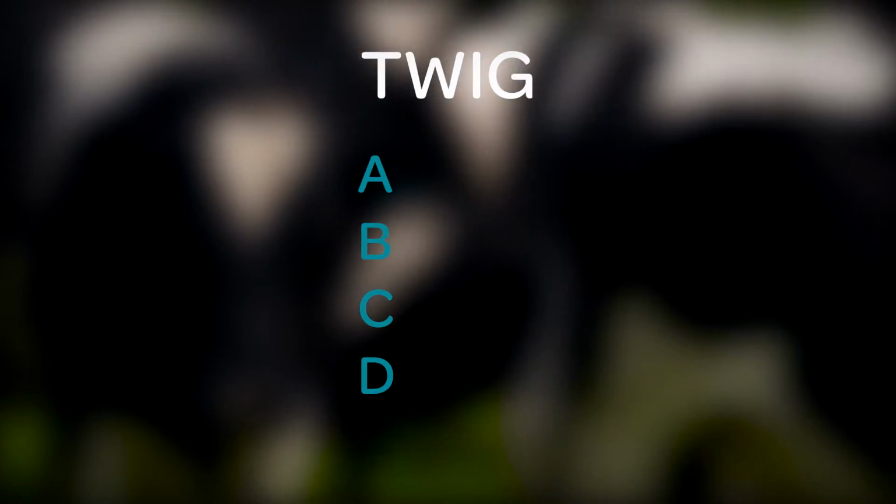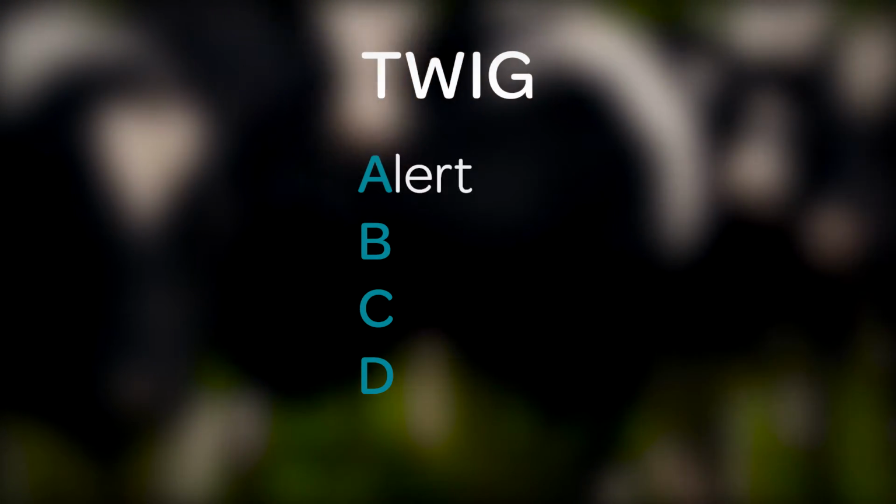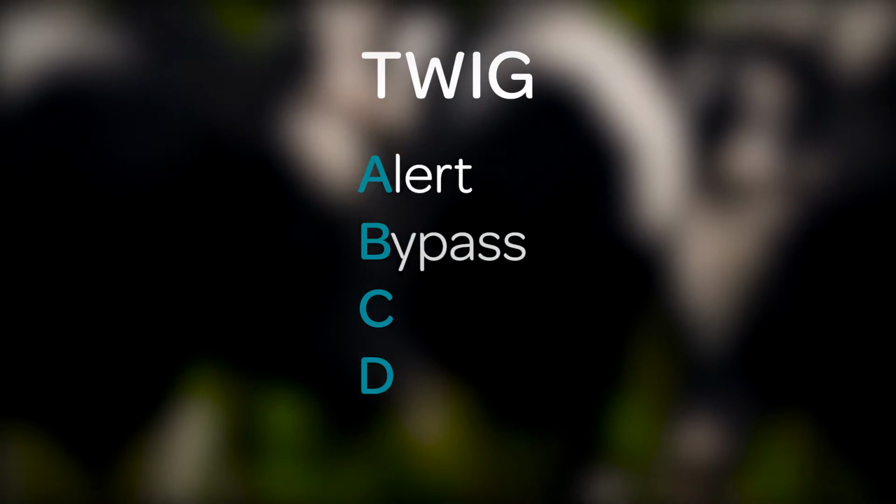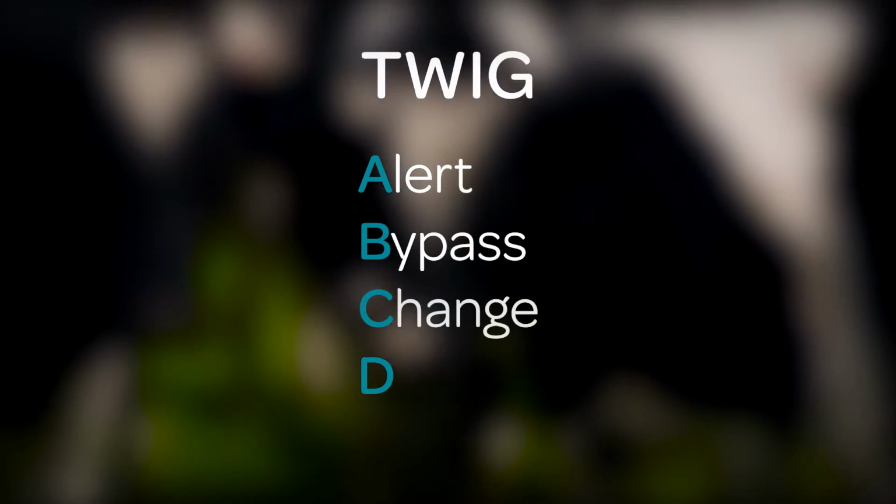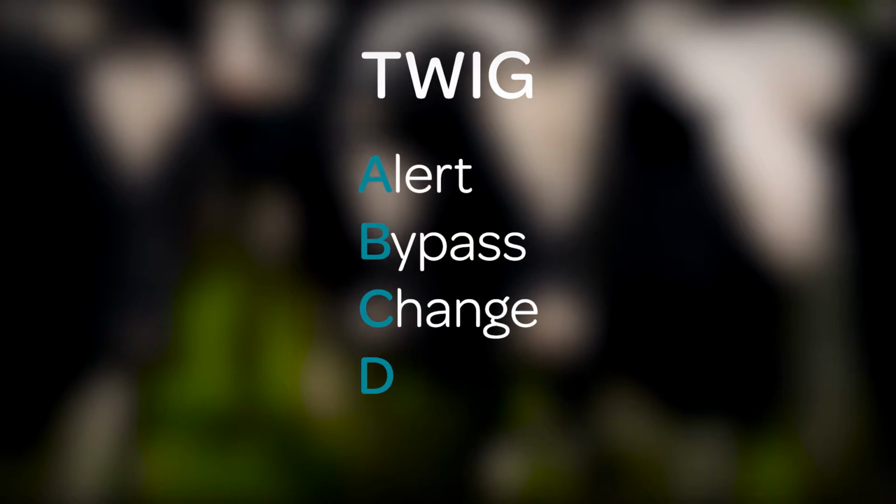In sequence, you first alert the trigger. B is bypass the trigger. C is change the trigger. Then D is delete the trigger.